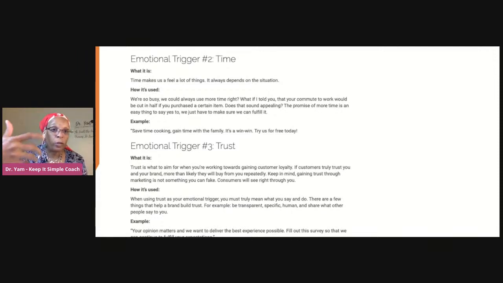So this is about the emotional trigger of time. We've probably had those experiences before. There are things that we want to do to save us time. We may buy a gadget because it's going to save us time.